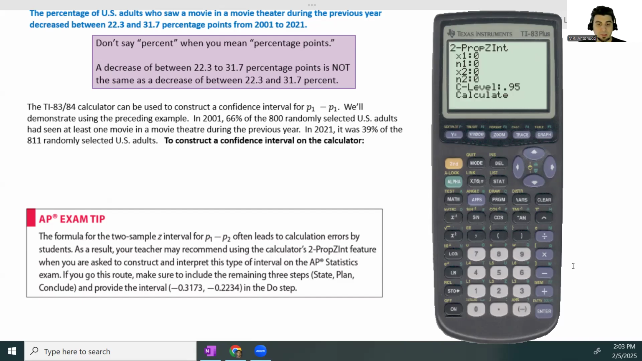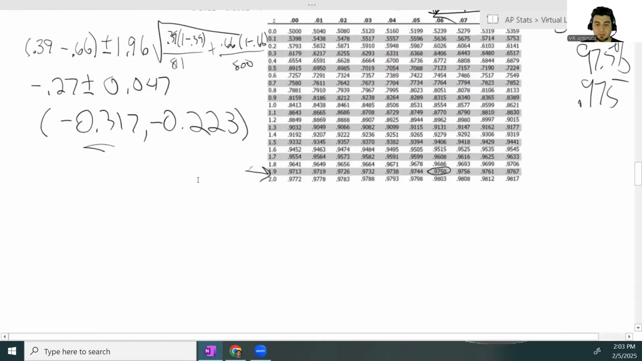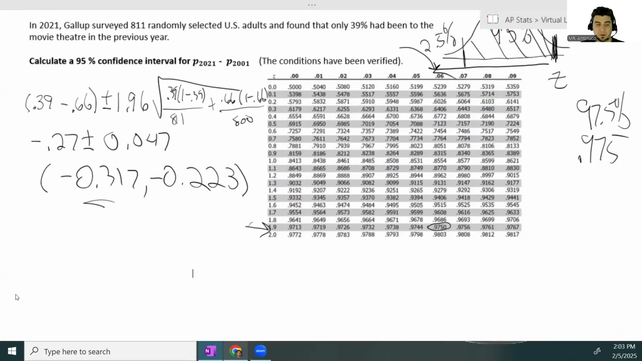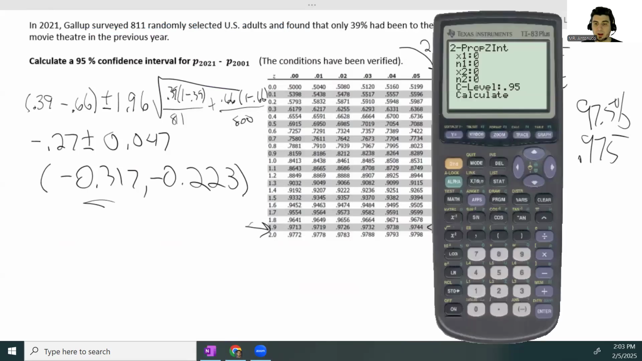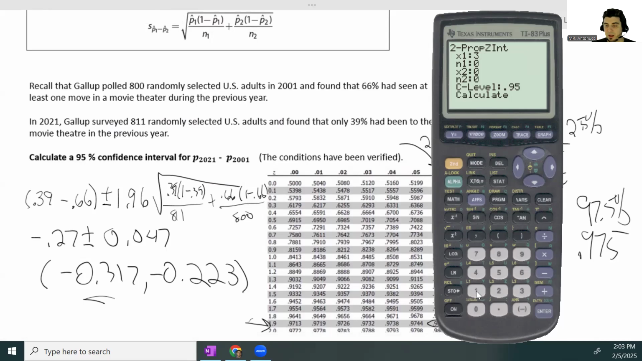Okay. And then what we're going to plug in is our data the way that we plugged it in up here. So if we look at that, X1 was 2021 information. So that was 316, the number of successes. The sample size is 811. And then the number of successes for the other one is 528, and the sample size for that one is 800. Notice that for the C level, we have to put the confidence level in as a decimal, so that's 0.95.